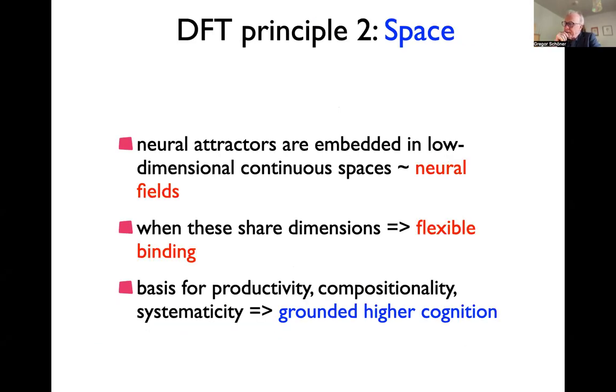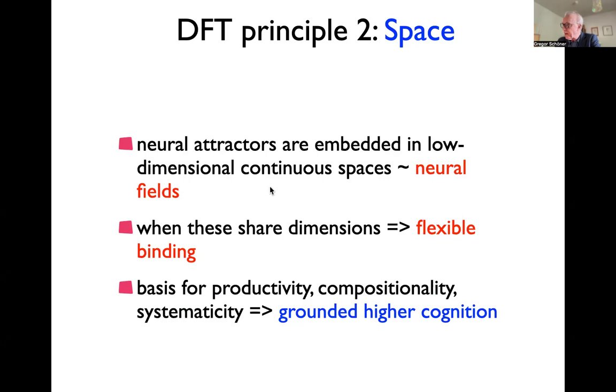The second principle we sometimes abstractly refer to as space, or the logic of space. And it's the notion that these attractor states that we're postulating are embedded in low-dimensional continuous spaces, making them neural fields.